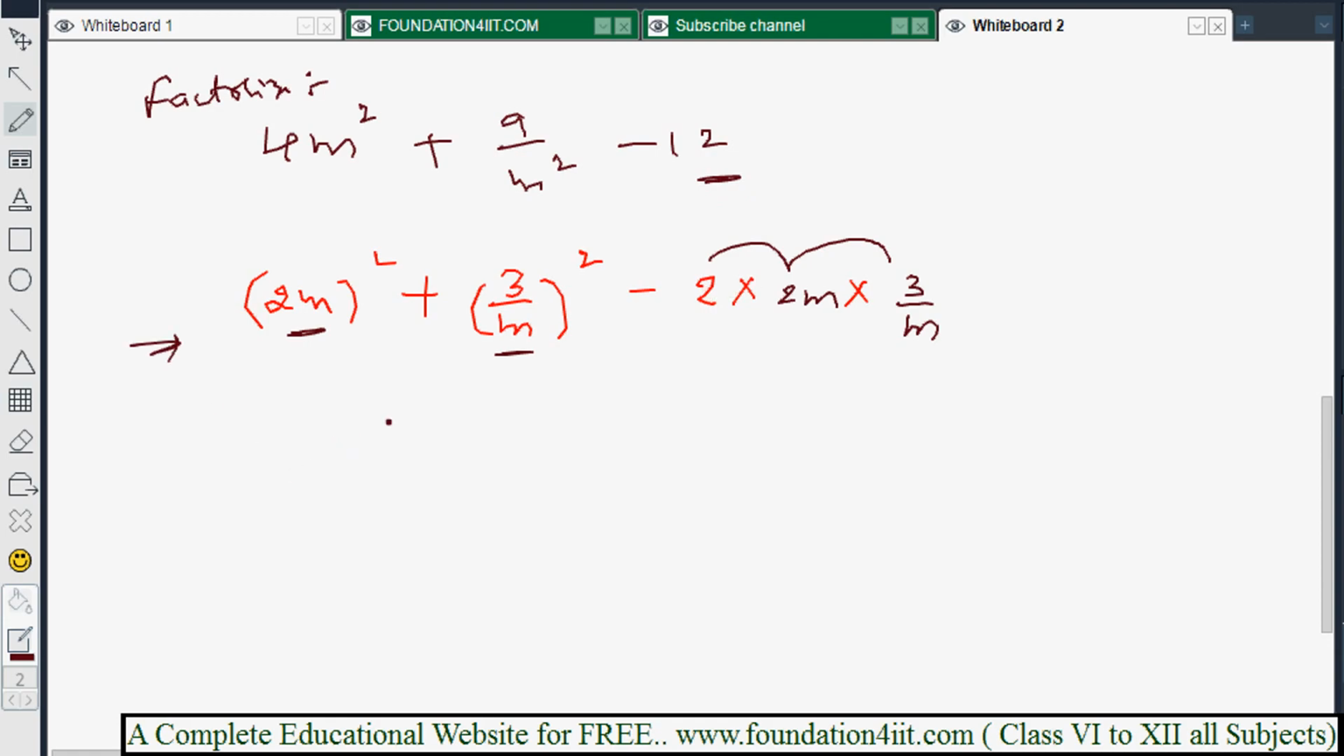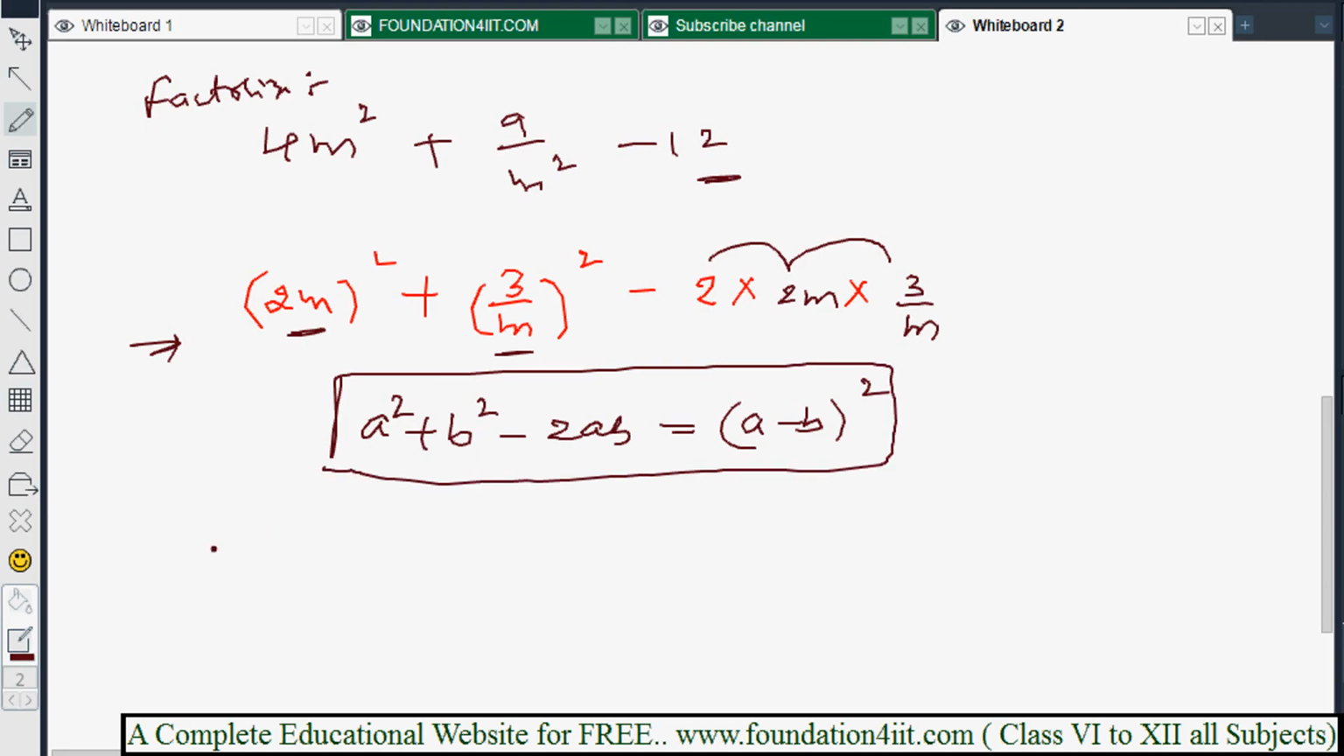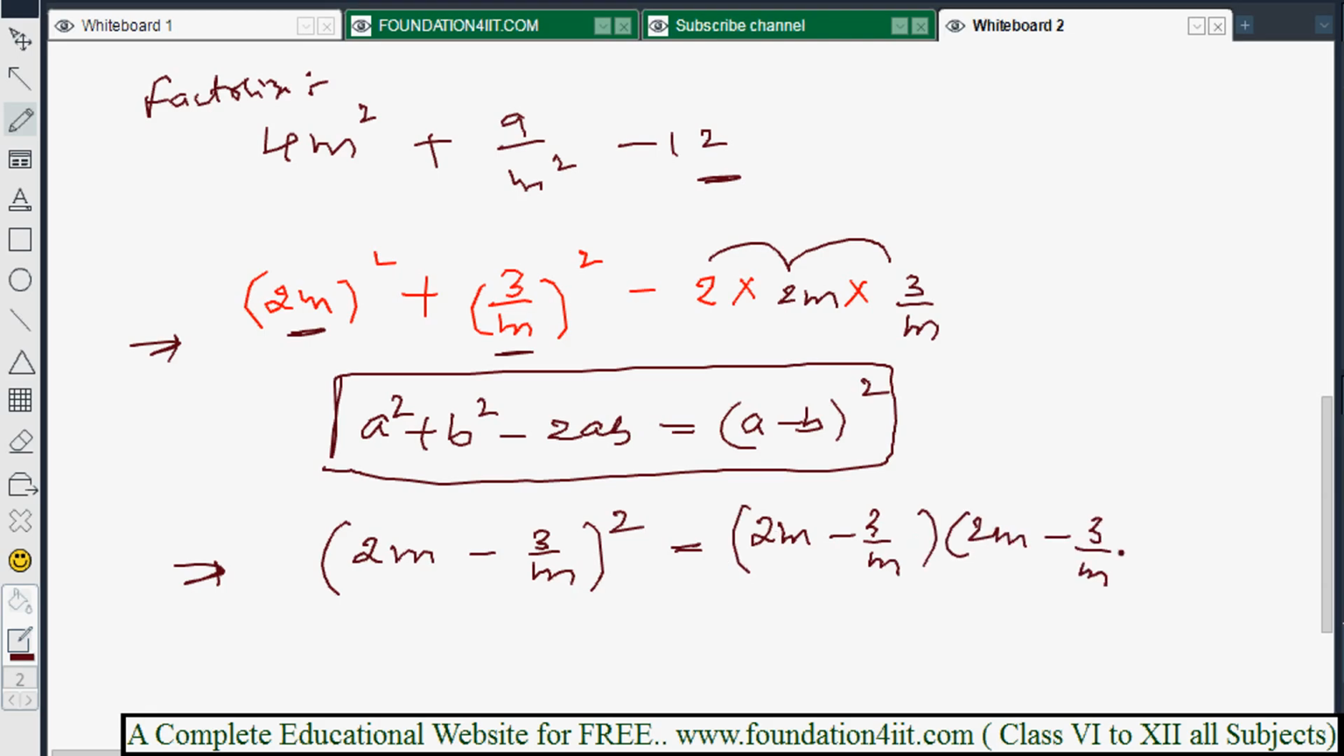So that formula is a square plus b square minus 2ab. So what is this? (a minus b) whole square. So this formula or this identity only will apply for this problem also. Now in the place of a, 2m minus, in the place of b, 3 by m, whole square. That's it. So we can stop in this (a minus b) whole square formula. So that is (2m minus 3 by m) into the same (2m minus 3 by m). So you can stop the problem up to here, short simplification also.